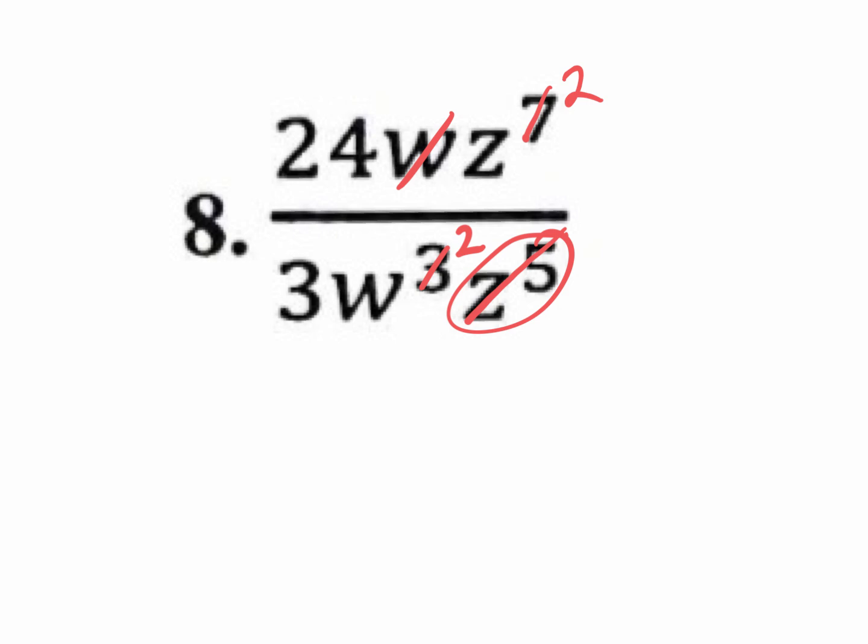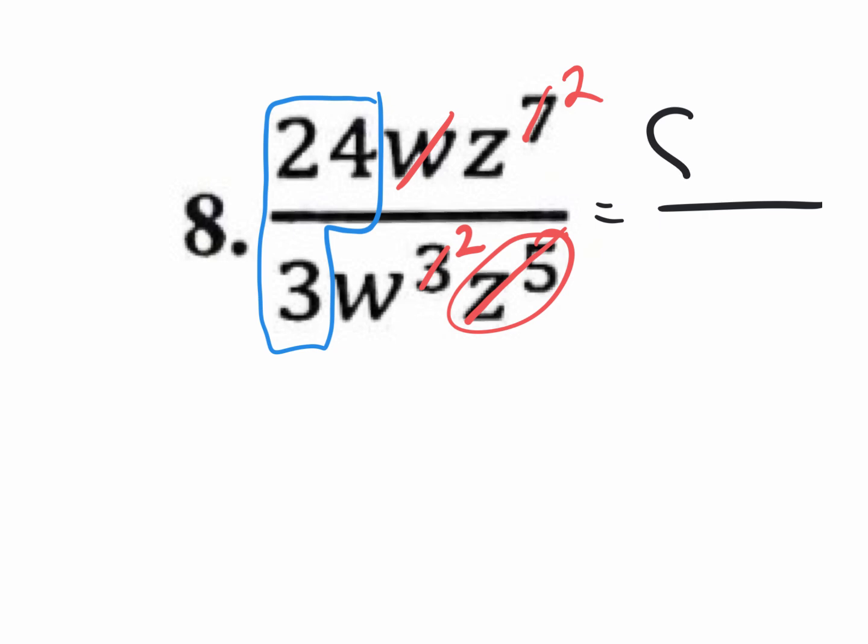So we're canceling, we're writing what's left over. And not only that, we have some numbers here. What is 24 divided by 3? 8. So when I write my answer, the number 8 is up on top. What else is up on top? A z squared. What's on the bottom? W squared. There's your answer.